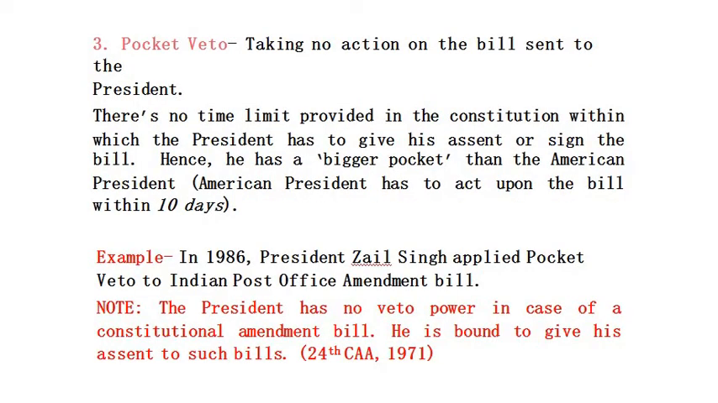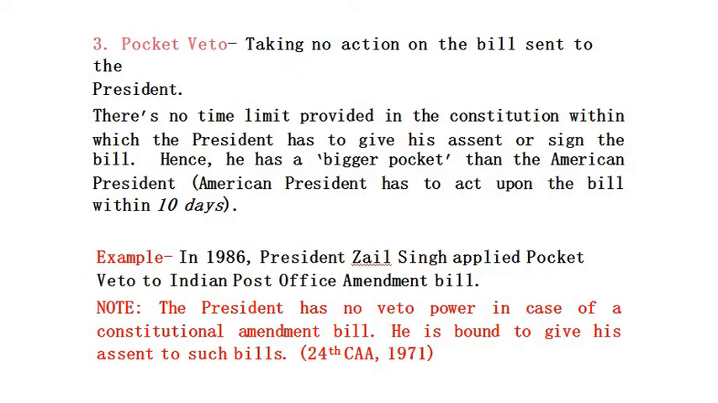Then the pocket veto, the last veto used by the President of India: taking no action on the bill sent to the president. There is no time limit provided in the constitution within which the president has to give his assent or sign the bill. Hence, he has a bigger pocket than the American president. The American president has to act upon the bill within 10 days, but the Indian president has no such limitation. For example, in 1986, President Zail Singh applied the pocket veto in the Post Office Amendment Bill.